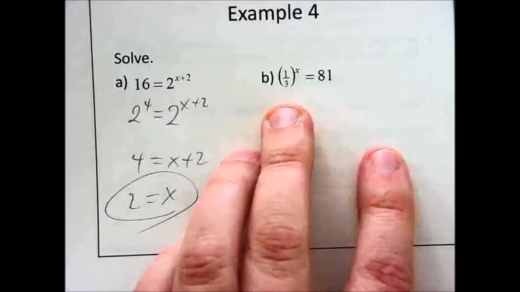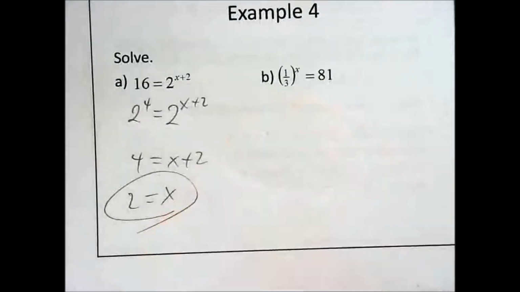For this one, I have 1/3 to the x equals 81. What's the common base?